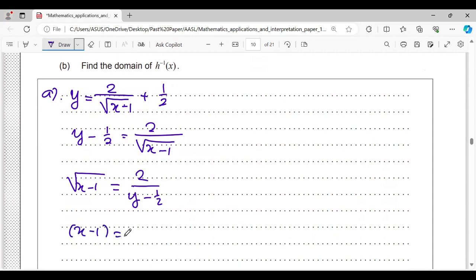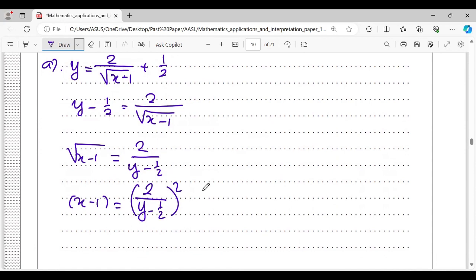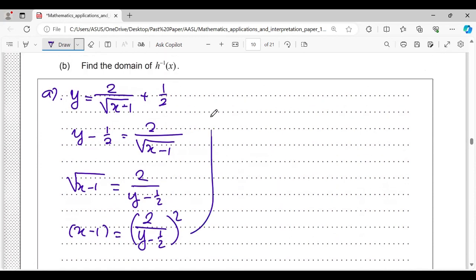x minus 1 equals 2 over y minus half squared. I'm going to move into the space, so it becomes x equals 2 over y minus half squared plus 1.